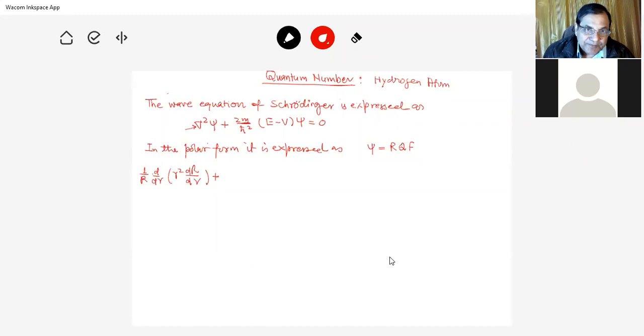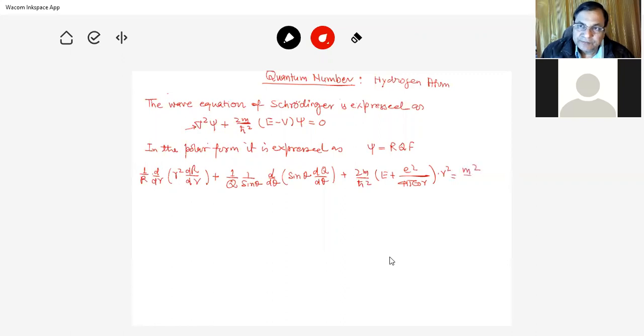So with the help of this, we can write the Schrodinger equation as 1 upon r d of dr (r squared dR upon dr) plus 1 upon Q 1 upon sine theta d of d theta (sine theta dQ by d theta) plus 2m upon h square (E plus e square upon 4 pi epsilon 0 r) into r square is equal to m square sine square theta.